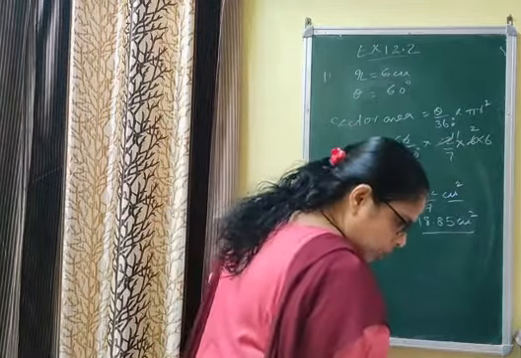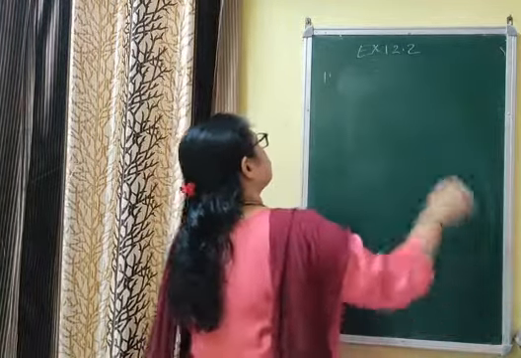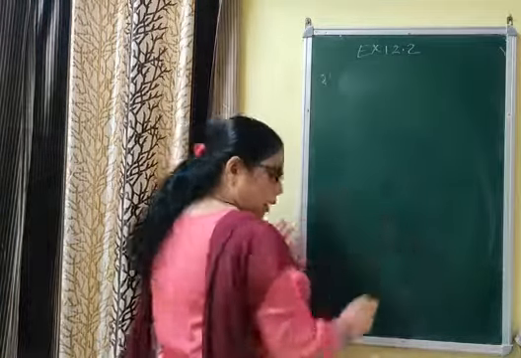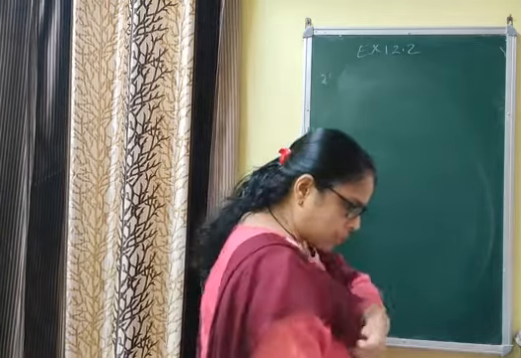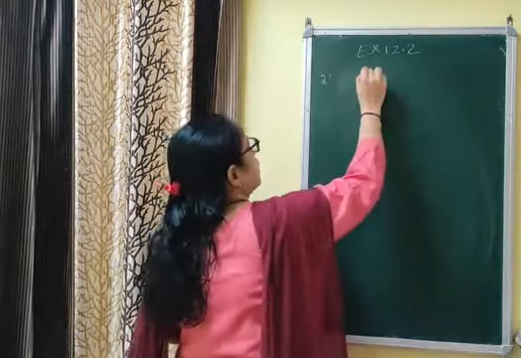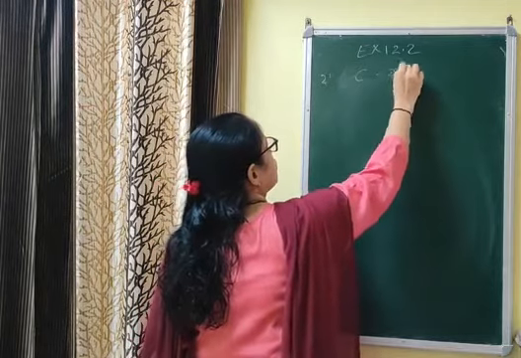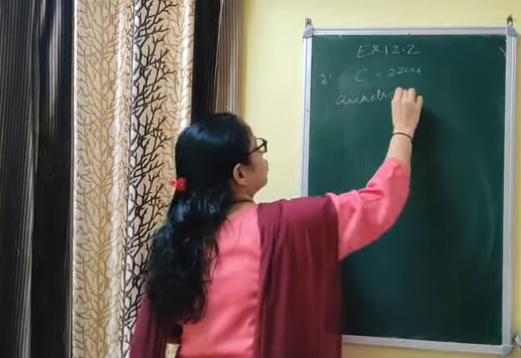Now the question is question number 2. Each and every question you have to do. I will give some questions as homework. Find the area of the quadrant of a circle whose circumference is 22 centimeter. You are given that circumference C is equal to 22 centimeter. Quadrant means what? Quadrant means 1/4 of a circle.